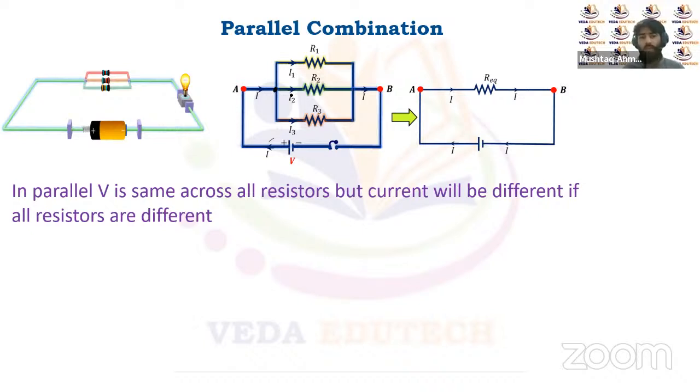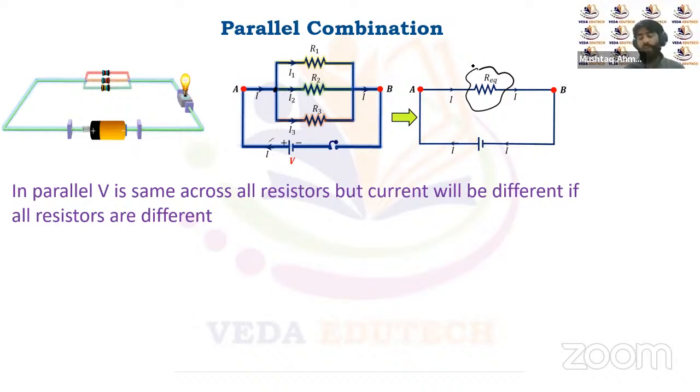So once again, what we have to do is just replace these three resistors, R1, R2, and R3, with an equivalent resistor, so that there will be no effect on the net current flowing through the battery or the net current flowing through the circuit. Or we can say that there will be no change in the electrical effects of the circuit. That's why we call this resistor the equivalent resistor.